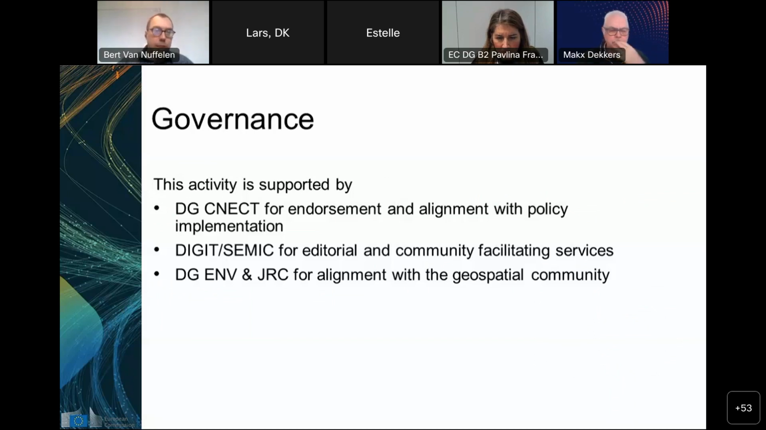As Pavlina already mentioned, this activity is supported not only by SDMX DCAT, but also in collaboration with Connect, and we have a strong collaboration with DG Environment and JRC in the context of the geospatial community. That is the shared perspective from the EC level that we take into account here.